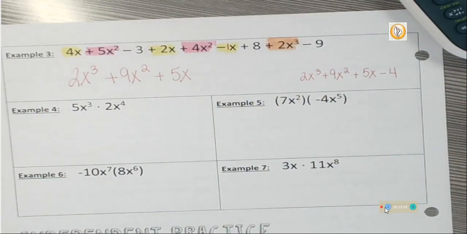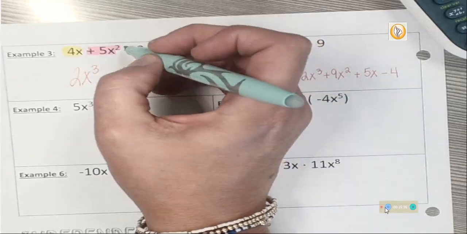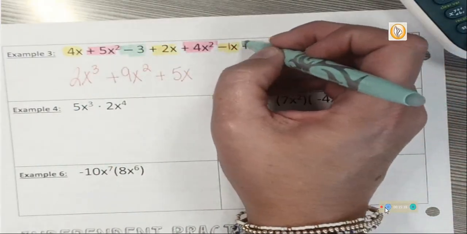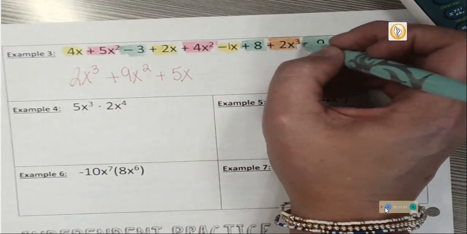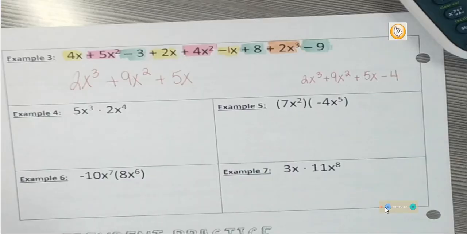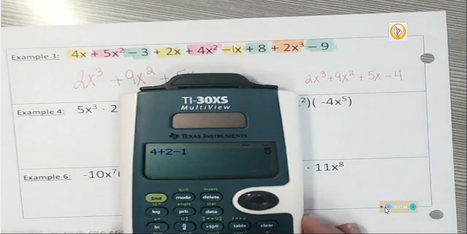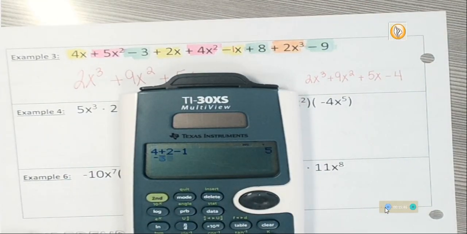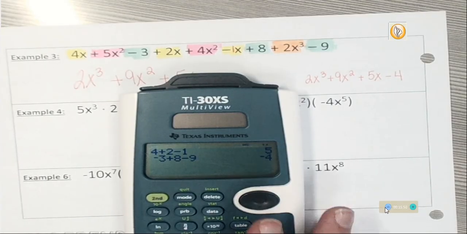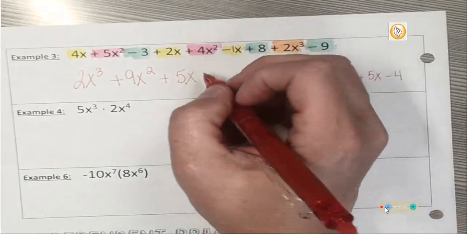And then finally, we have our constants that don't have an x. I got -3, I got +8, and I got -9. Now, I'm going to be honest. I told you, if I'm going to mess up, it's with the negative. So I'm just going to type a -3 plus an 8 minus a 9 to double check that it really is a -4.